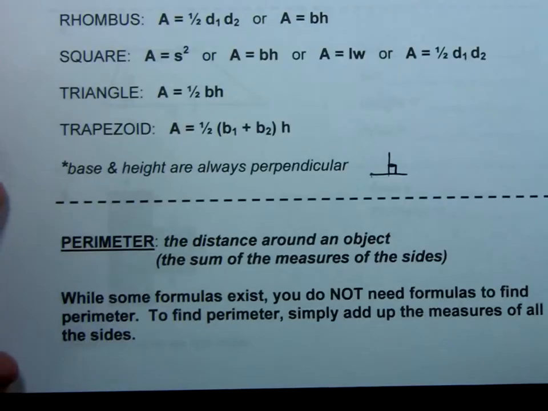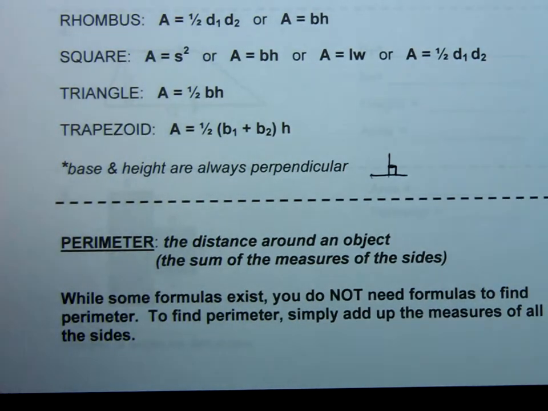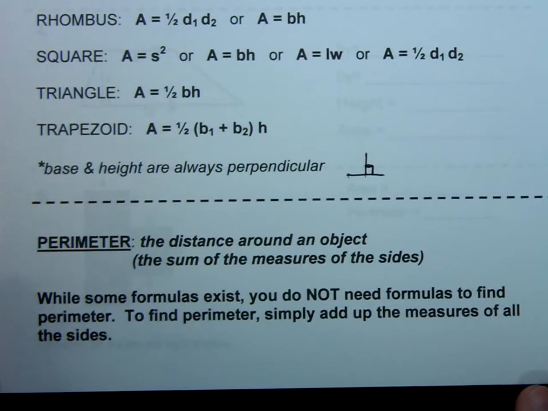Alright, perimeter is the distance around an object. That's just the sum of the measures of the sides. There are some formulas out there for certain shapes, but you really don't need any. You just add up all the sides and you're good. That'll give you the perimeter. So let's try some of these problems.